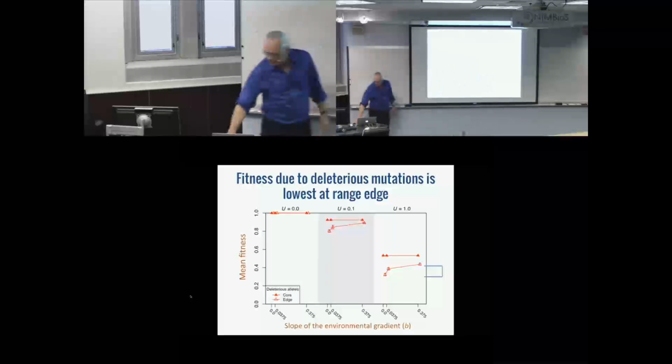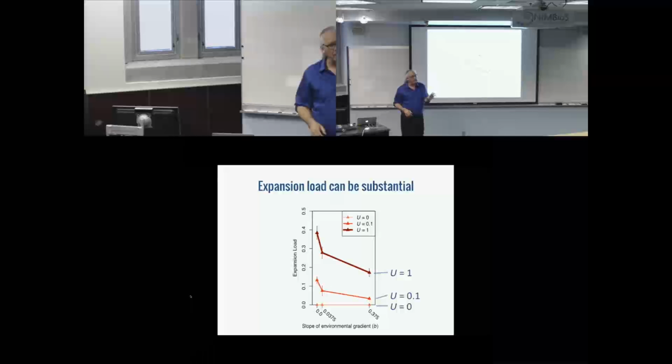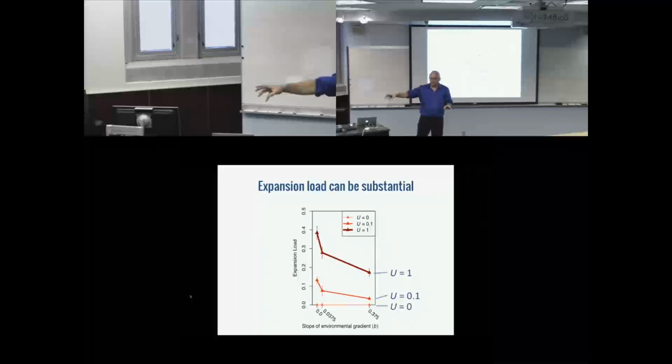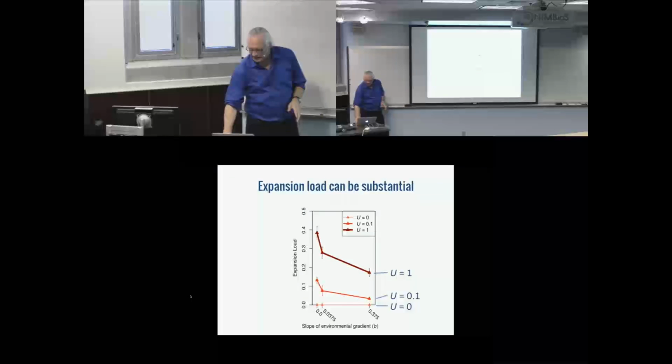And in fact, there is a massive change in the amount of expansion load, a massive reduction in the amount of expansion load when you're adapting on this spatially heterogeneous gradient compared to when you're not. Okay, so the same thing is happening in both directions. If the population's dealing with load from one of these aspects, the load due to the other aspect is not as bad. Okay, and here's why we think that is.